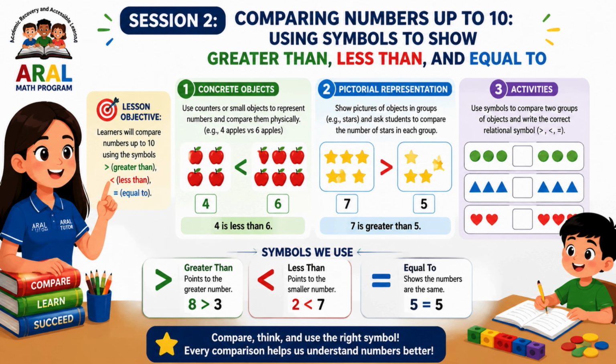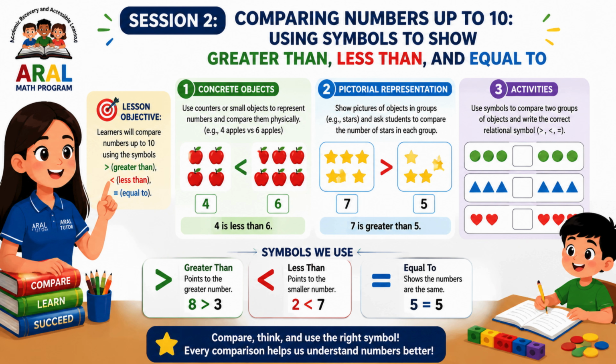Session 2. Comparing numbers up to 10, using symbols to show greater than, less than, and equal to. Lesson objective. Learners will compare numbers up to 10 using the symbols greater than, less than, and equal to. Methodology. Concrete objects. Use counters or small objects to represent numbers and compare them physically, such as 4 apples versus 6 apples. Pictorial representation. Show pictures of objects in groups, such as stars, and ask students to compare the number of stars in each group.